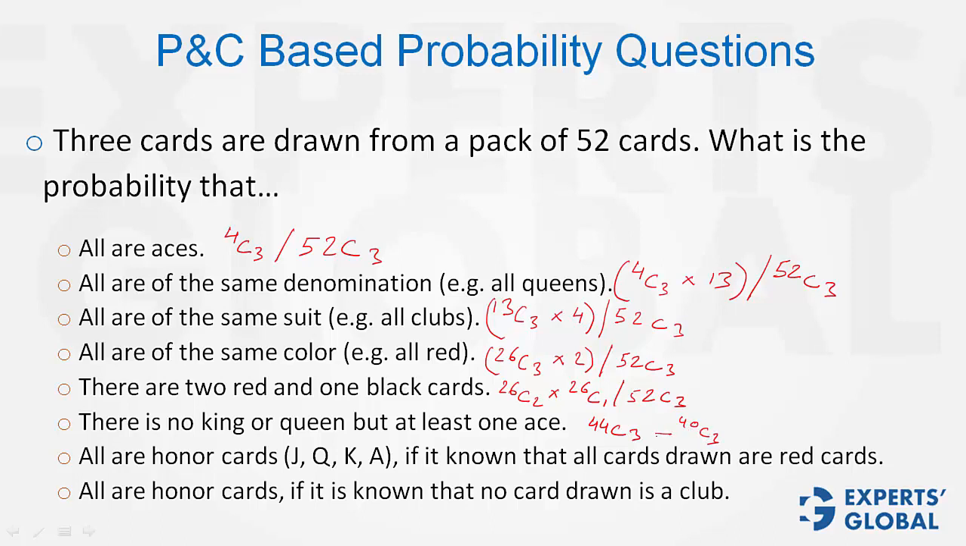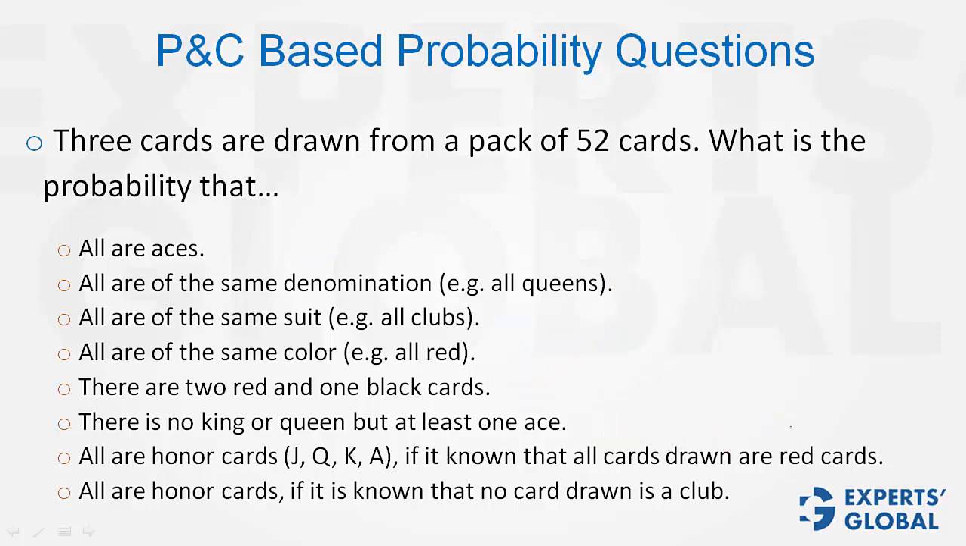If I take the difference of these two, what do I get? No king, no queen minus no king, no queen, no ace. That means I'm getting the cases where there is at least one ace, but there are no kings or queens. So this is the number of desired cases. Total remains 52C3. This is the right answer.